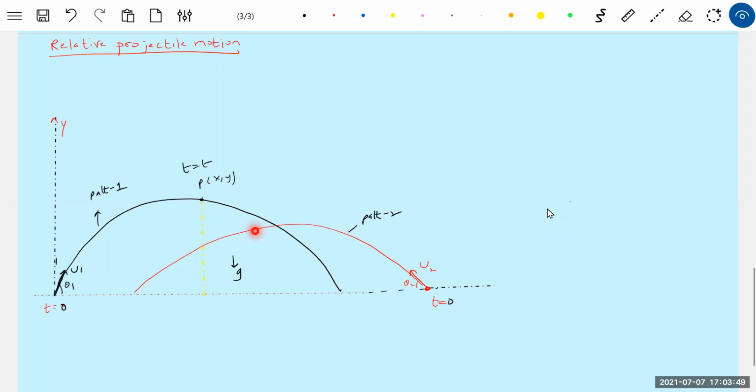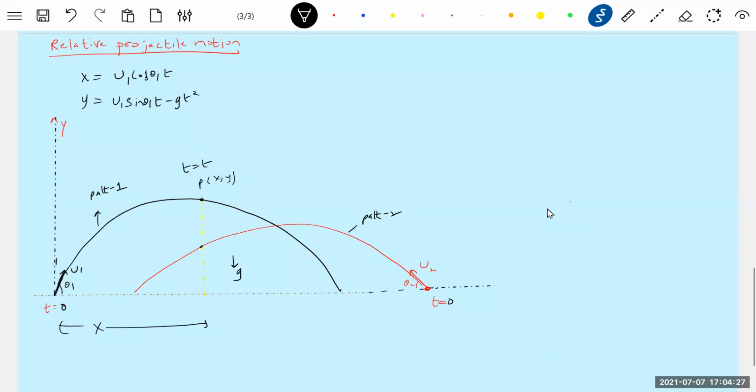Now what we are going to learn from here is the relative motion between them. Relative motion means the same set of equations that we wrote earlier, we are going to write here. Let's begin. Let me take this as x. What is x equal to? You can write u1 cos theta 1 into t. This is the position of stone 1. Similarly, the y coordinate will be u1 sin theta 1 t minus g t square by 2.